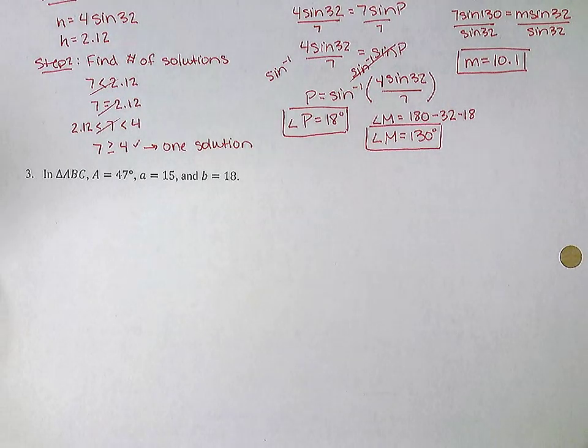Okay, I want you to do the first 2 steps. So find the height, because it's acute. Find the height, and find the number of solutions. And then I'll go through the rest. Don't write super big. Warning you in advance. You're going to run out of room if you write too big.